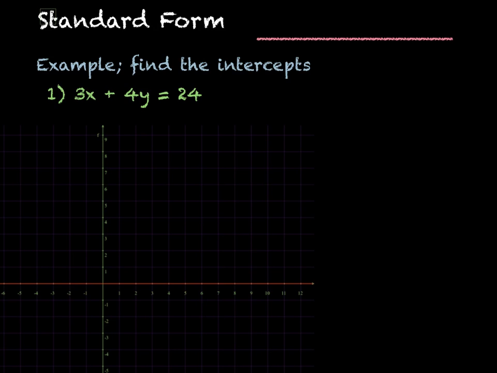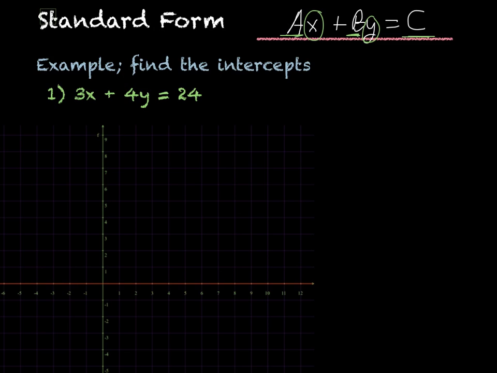Standard form. There is another form that we use sometimes that we call standard form. And standard form is going to look like A times your x plus B times your y equals C, where A, B, and C are just numbers, and then x and y are your variables that we've been using. Okay? So we have ways to find our intercepts.